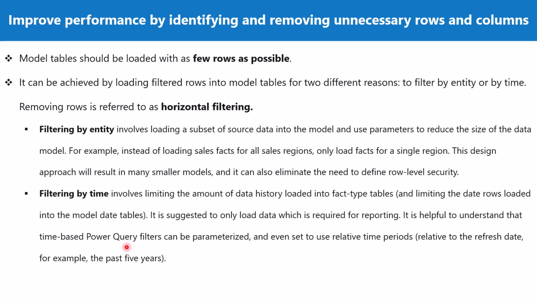Once we look at the filters in the report view, and we have also seen the parameterization in terms of the Power Query parameters, these can be combined to effectively improve the performance and reduce the size of the data model. So this is how the horizontal filtering is done inside of Power BI, and this is very important in terms of the reduction in the model size.